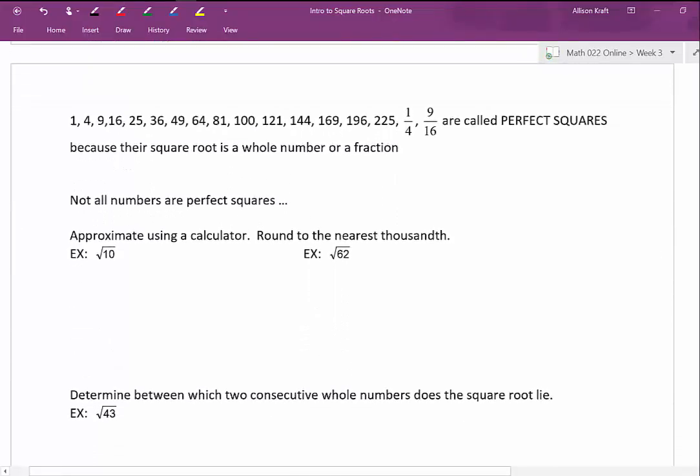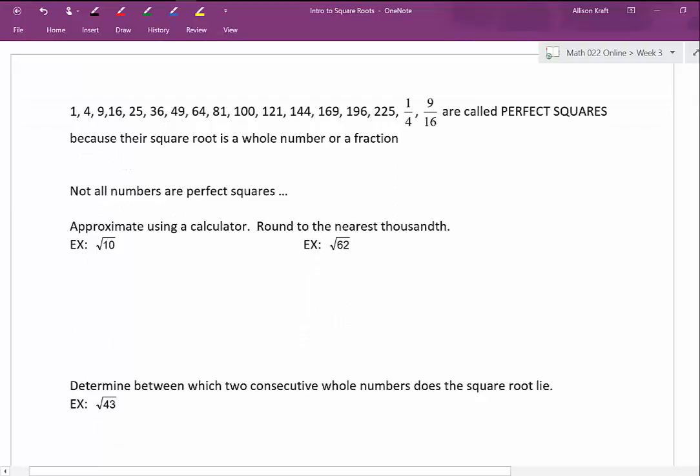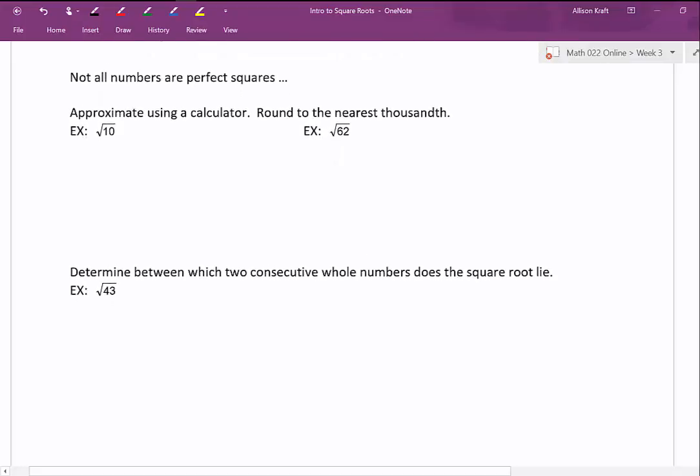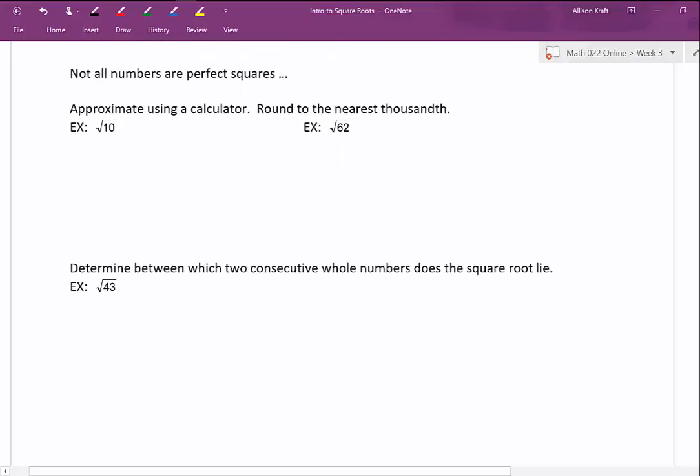All these numbers that I've listed here for you, 1, 4, 9, 16, and so on, are called perfect squares because their square root is a whole number or a nice fraction. Not all numbers are perfect squares. So we need to know how to use our calculator. If you don't have your calculator, pause the video, get your calculator, come back.